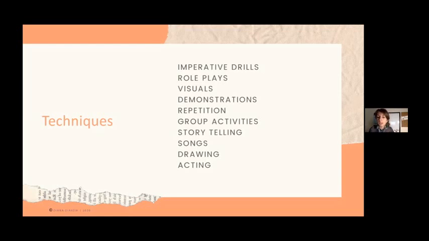It's really, really important. Group activities, storytelling, songs, drawing, acting, basically all the sorts of teaching methods that you use, you can use them with the TPR. You just need to be creative and don't be embarrassed and ashamed and uncomfortable in performing in your class. And I'll give you some examples.